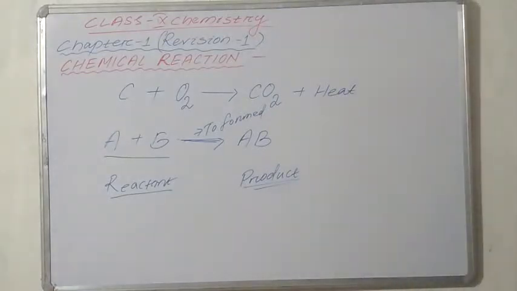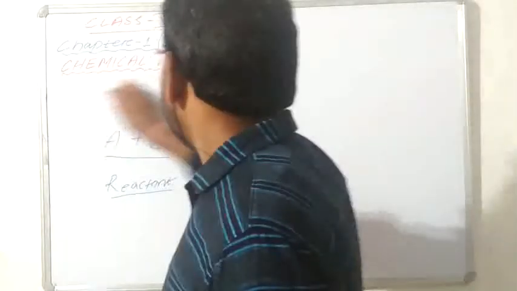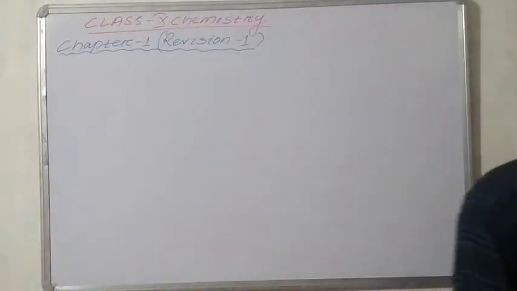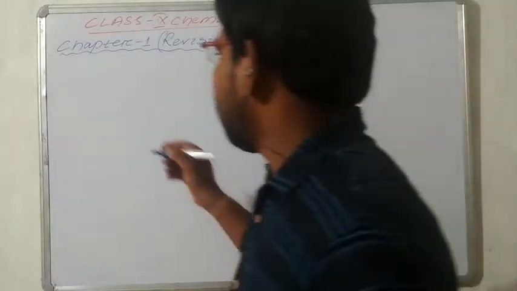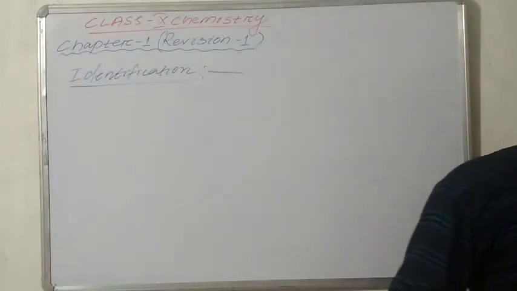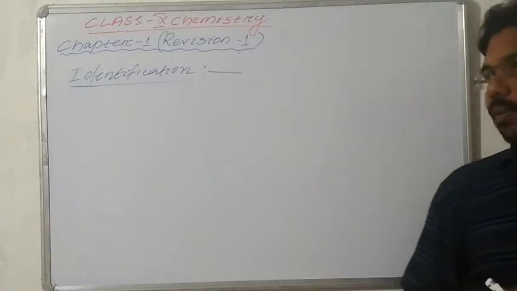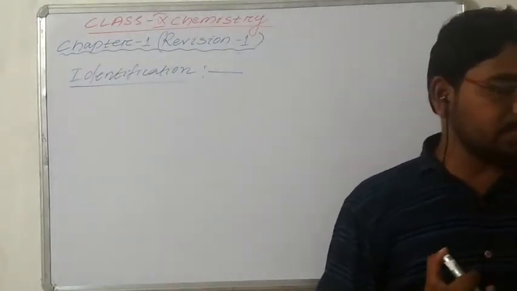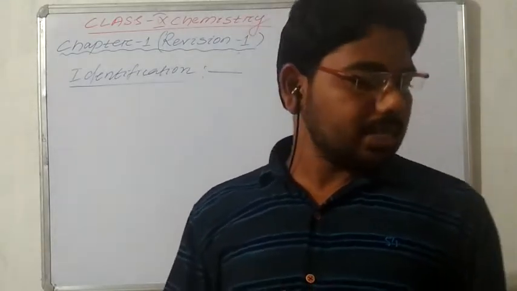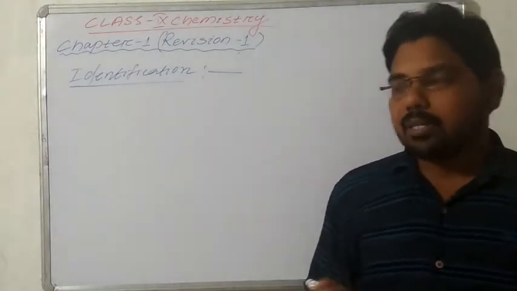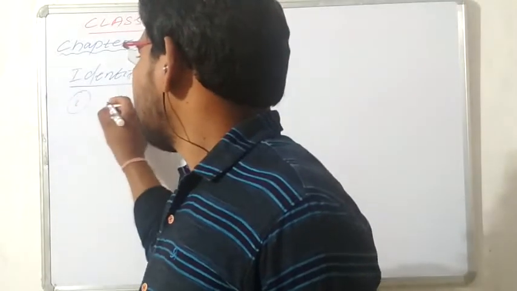So next, the identification of a chemical reaction. How can we identify a chemical reaction? Based on some observations we conclude that it is a chemical reaction. In a chemical reaction we see that the state changes, the color of the substance also changes, there is evolution of gases, the temperature also changes, and the last one is the formation of precipitate.